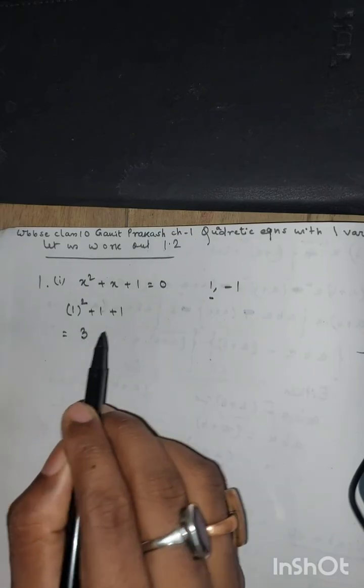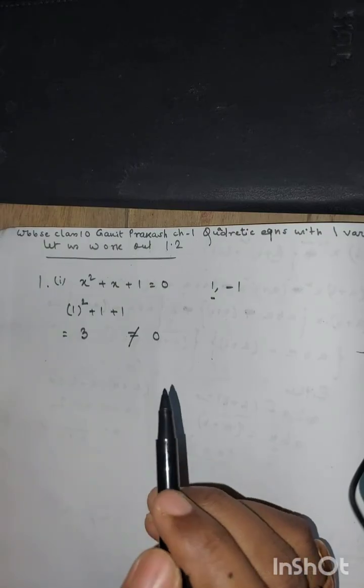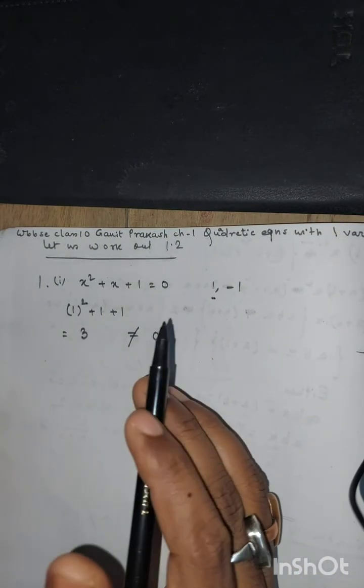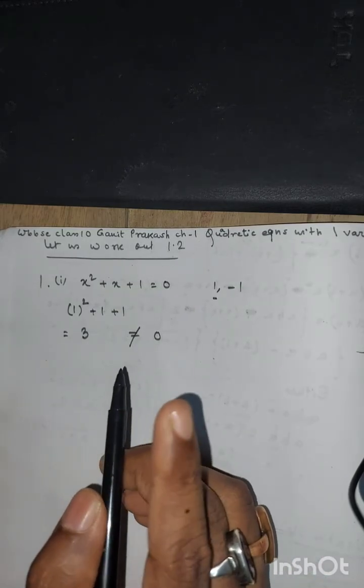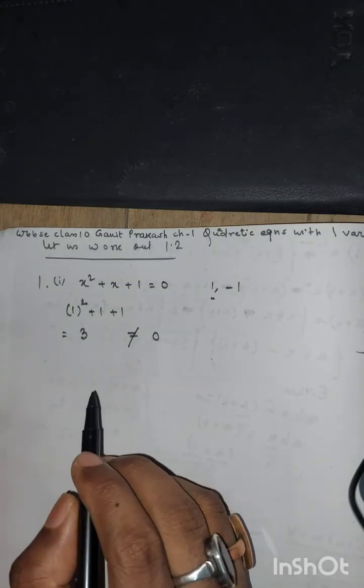So this is 3, which is not equal to 0. Therefore LHS is not equal to RHS. Therefore 1 is not the root of this equation.